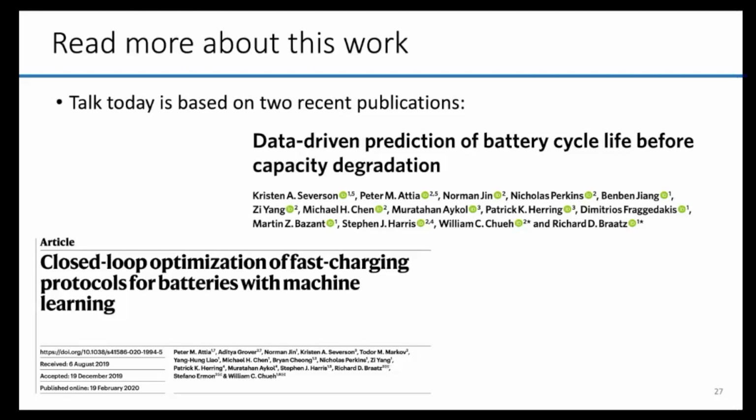Was the objective of the Bayesian optimization to find the most accurate prediction of cycle life or to find the optimal fast charge protocol? It's to find the optimal fast charging protocol.